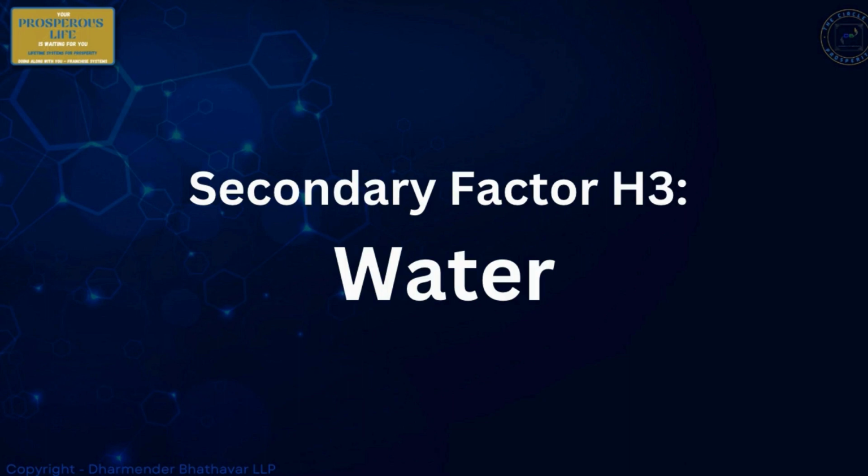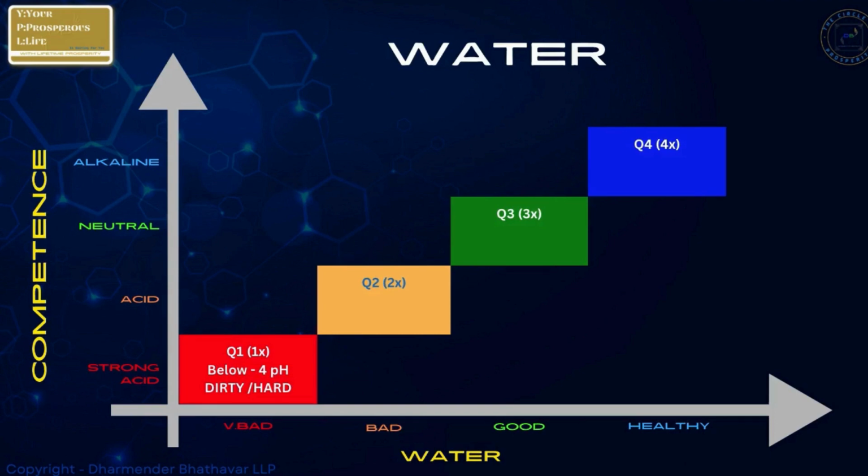Now let's try to understand the 4 quadrants with respect to water. The first quadrant, where the competency levels are strong acid and the water is very bad in nature. So here we are considering hard water or dirty water, where the pH levels are below 4. So this is considered bad water or dirty water, which is placed in quadrant 1.